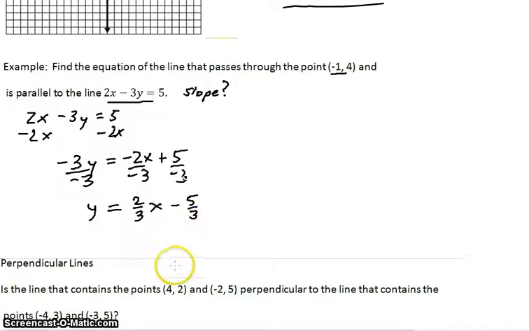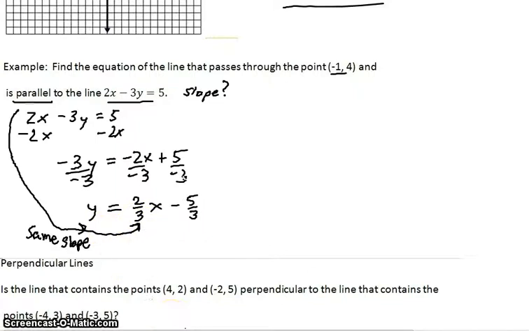Now, we solved this for y for a purpose, and the purpose is because we need some number from this, because that's telling us that it's parallel. And if it's parallel, we know it has the same slope. Well, we solved it because this tells us the slope right there. So we have a point now and the slope.